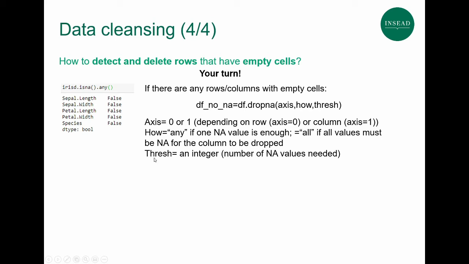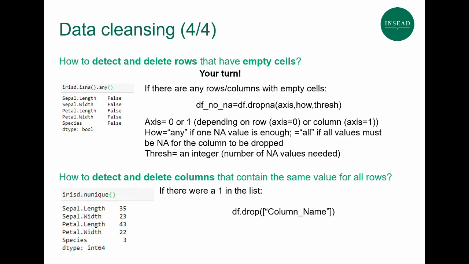An alternative here is a threshold. So you can define here a threshold, which is a number. It's the number of empty cells in that row or that column that you need for it to be dropped. So it can be 5, for example. Anything that has more than 5 empty cells, depending on if it's a row or a column, will be dropped. Okay, so that's the idea.